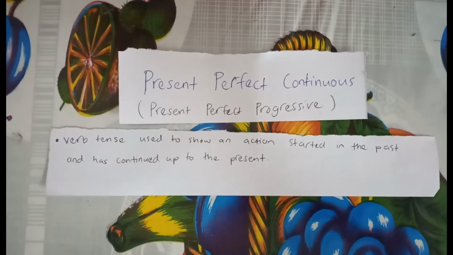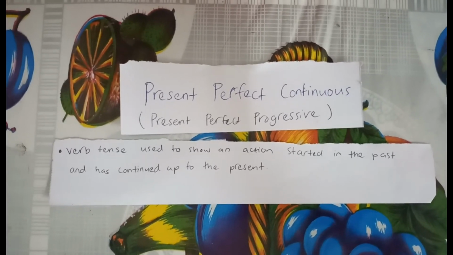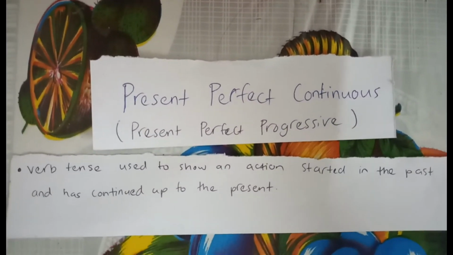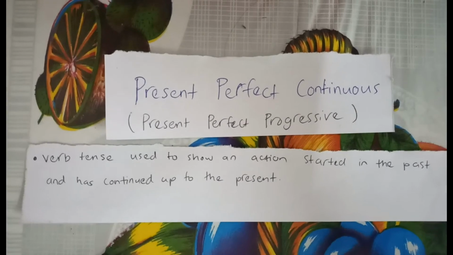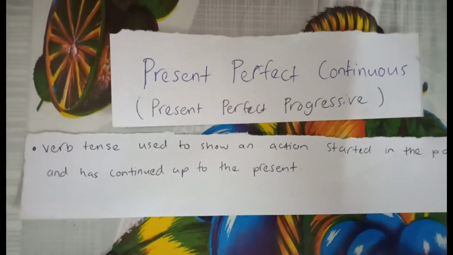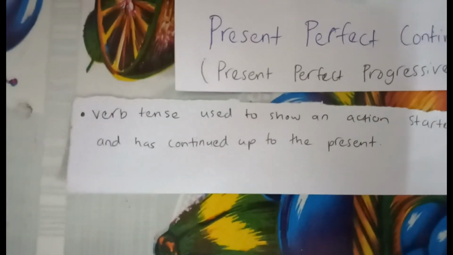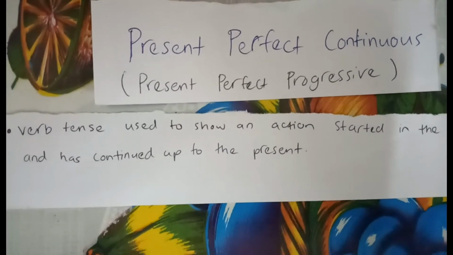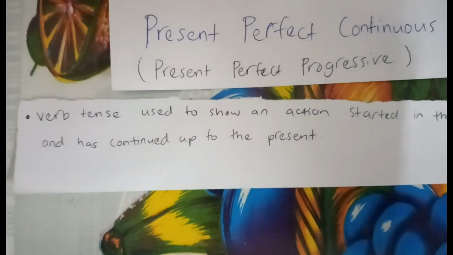I will be explaining about present perfect continuous tense, also known as present perfect progressive tense. First of all, what is present perfect continuous tense? Present perfect continuous tense is a verb tense used to show an action that started in the past and has continued up to the present.